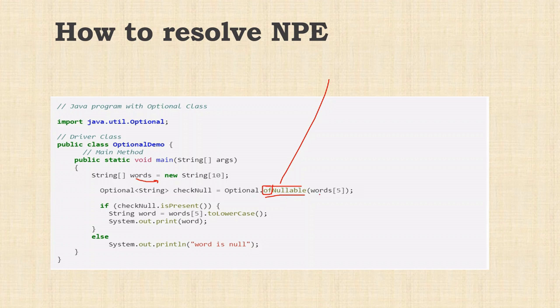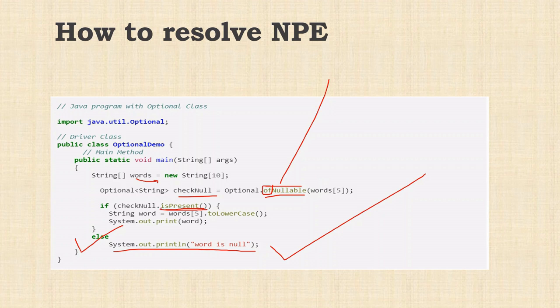So we are making it ofNullable and storing it into the null check. We are checking for null. If the null check isPresent, that means it will return true if the value is present, and it will return false if the value is not present. So here the value is not present, so it will execute the else part, printing null, instead of throwing a NullPointerException.